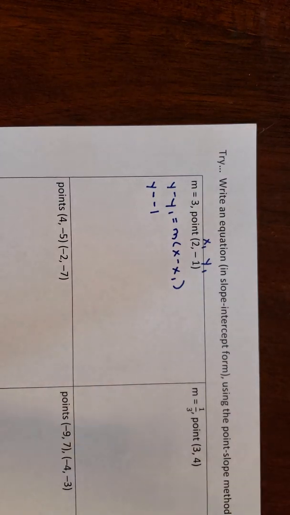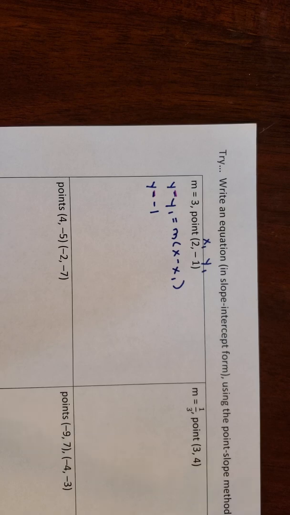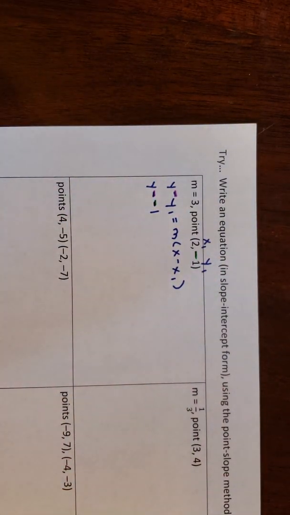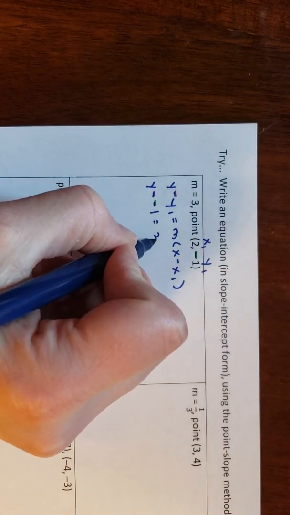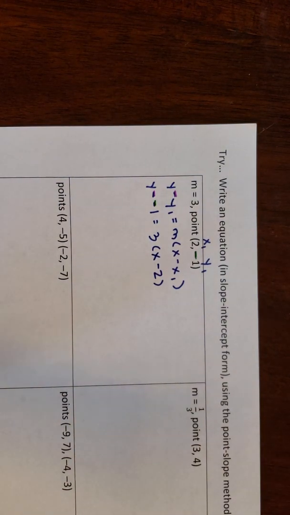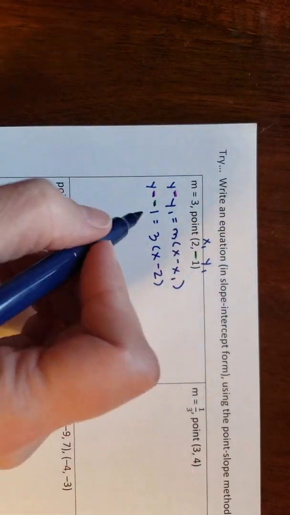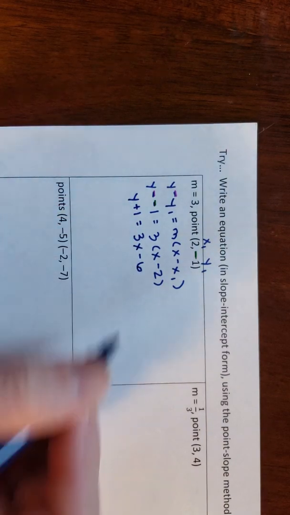So this negative comes from here. This negative comes from there. Hopefully that makes sense. Okay, and then equals m, which is 3, times x minus 2. I hope you can connect where all those numbers came from. So y1 was here, x1 is there. So y plus 1 is 3x minus 6.